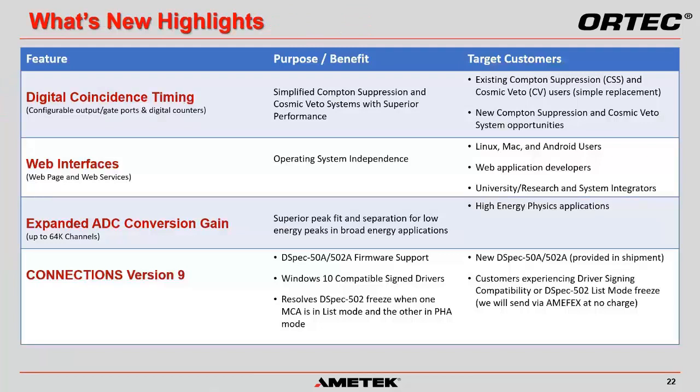The next new feature in the advanced MCA models is the expansion of the ADC conversion gain from the previous maximum of 16,000 channels to over 64,000. Having so many channels in the spectrum offers superior peak fitting in the lower energy regions of the spectrum, when very high energy peaks are also of interest in the measurement.